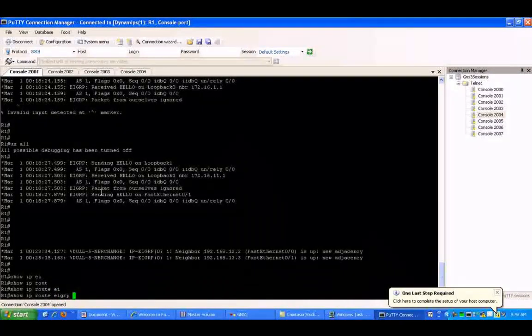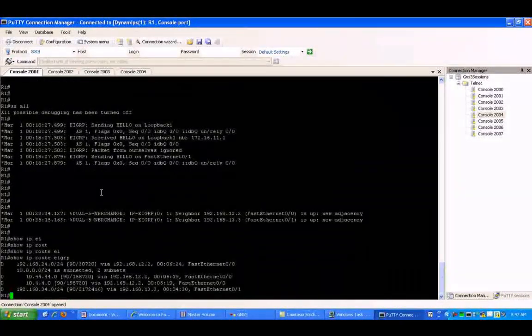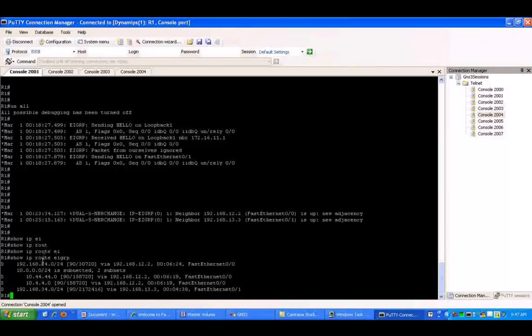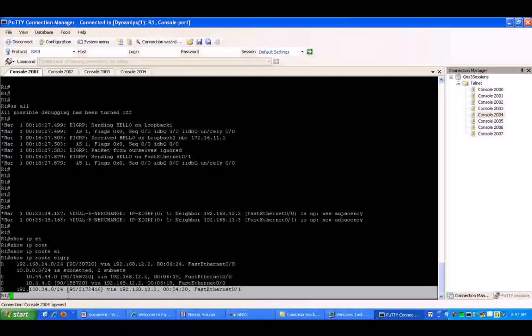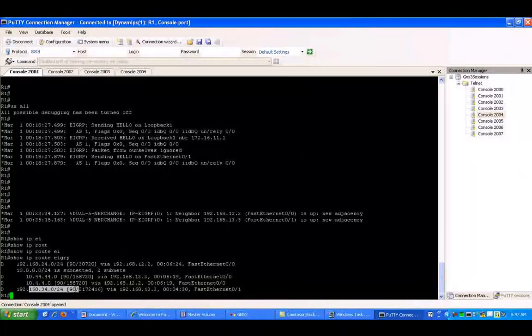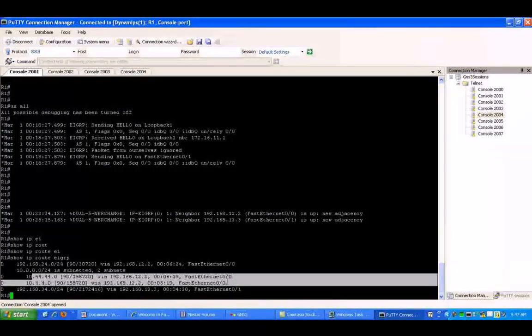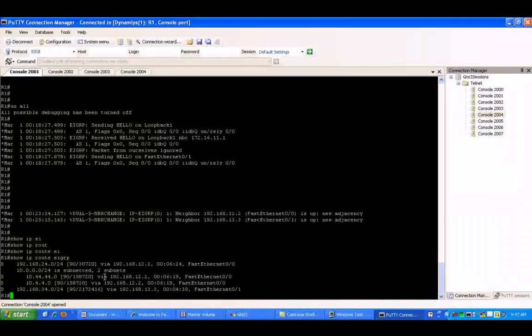If I do a show IP route EIGRP on router 1, this will show us just the EIGRP learned routes. We have the 24 network, we have the 34 network, and I have the 2 links off of router 4, the 2 loopbacks. And as you can see, the number is the metric, which is the feasible distance with EIGRP.